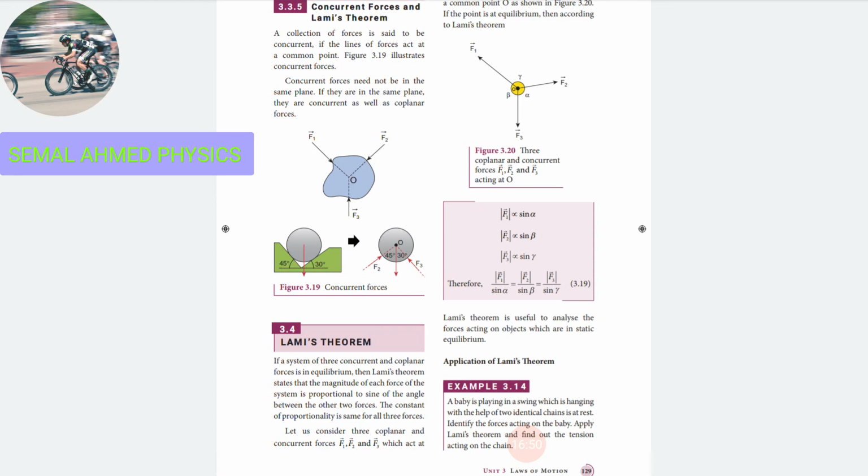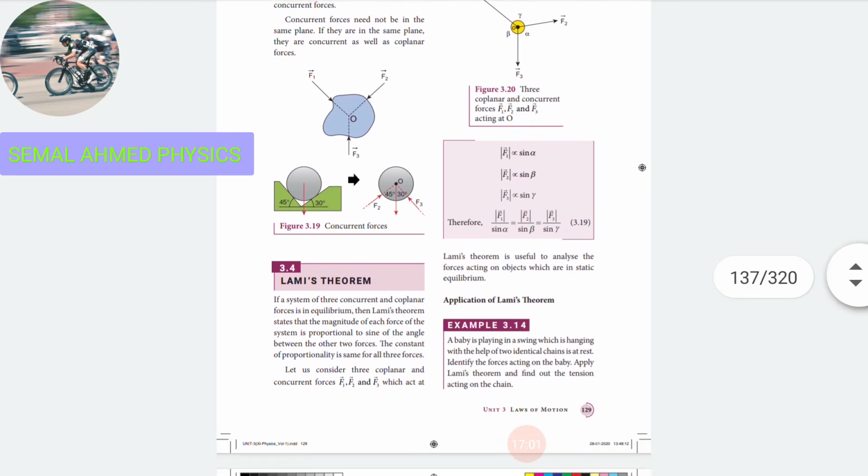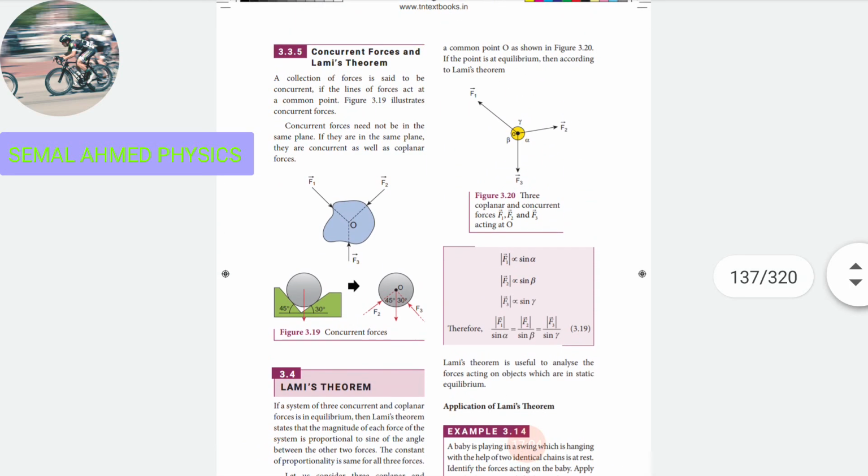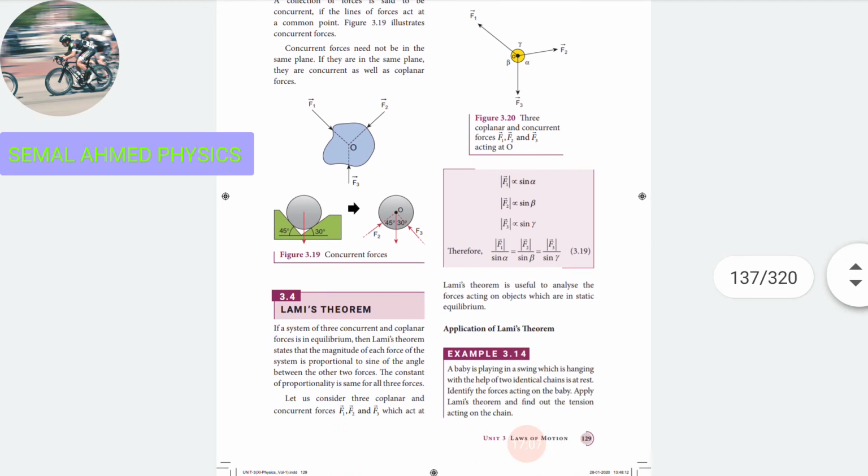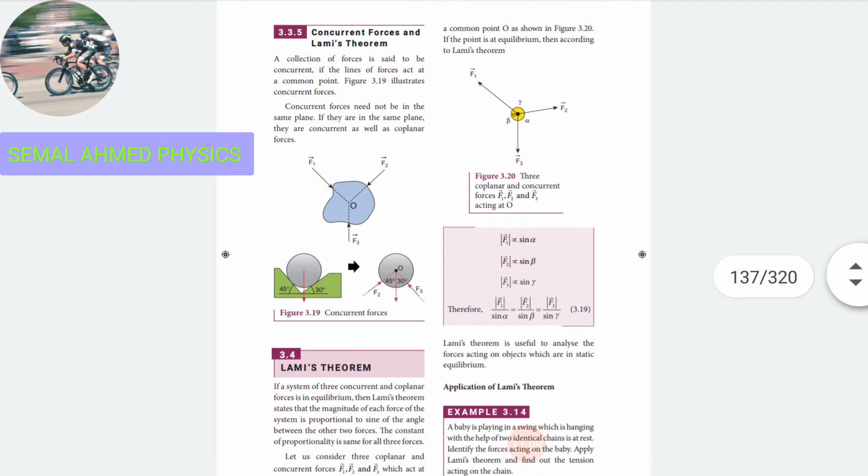So force F1 is proportional to the sine of the angle between the other two forces, F2 and F3, that is alpha. Likewise F2 is proportional to the sine of the angle between the other two forces, beta. Similarly F3 is proportional to the sine of the angle between the other two forces, gamma. So all these three ratios are equal, that is Lami's theorem. It is very useful to analyze the forces acting on objects which are in static equilibrium, static, not kinetic. It is very useful. Okay, with this enough.